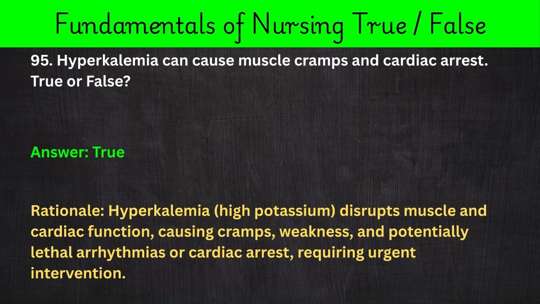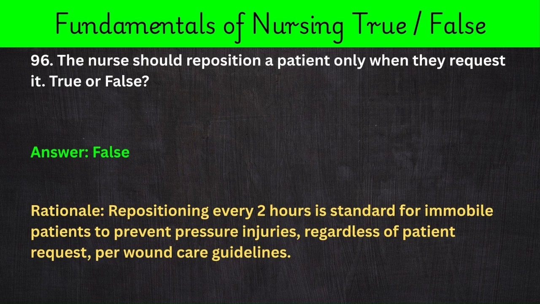95. Hyperkalemia can cause muscle cramps and cardiac arrest. True or false? Answer: true. Rationale: Hyperkalemia, high potassium, disrupts muscle and cardiac function, causing cramps, weakness, and potentially lethal arrhythmias or cardiac arrest, requiring urgent intervention.